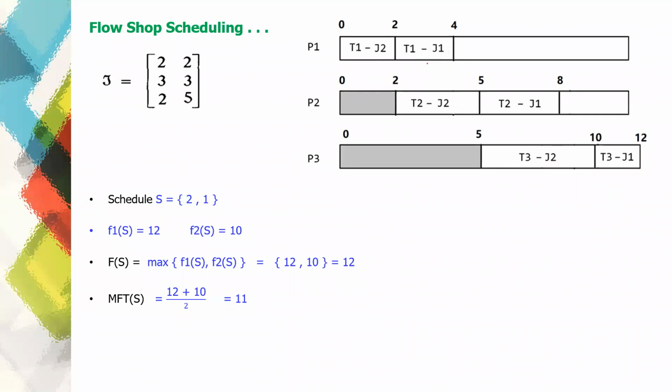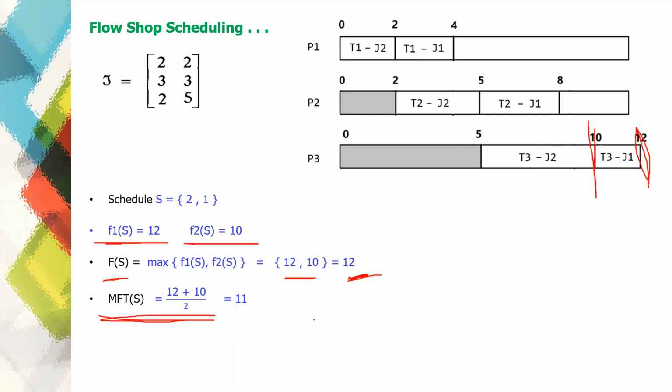Now what is the finish time? I can see here that J2 is getting finished here, and J1 is getting finished here. So the finish time of job 1 is 12. The finish time of job 2 is 10. What is the finish time for the schedule? The maximum value. So among 12 and 10, the maximum value is 12. So this will be the finish time for the schedule. And for the mean flow time, take the average of the finish times.